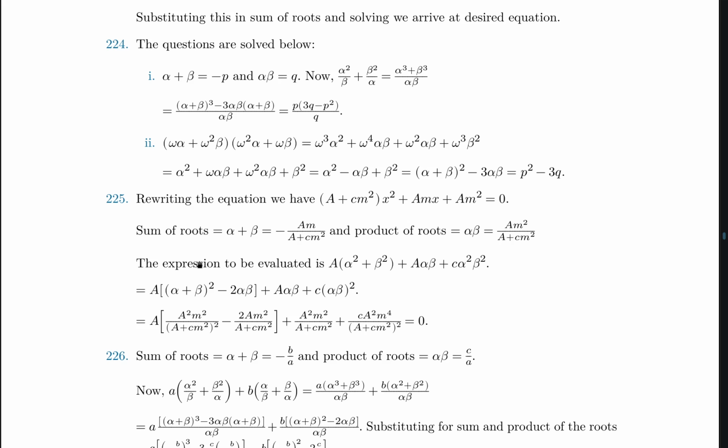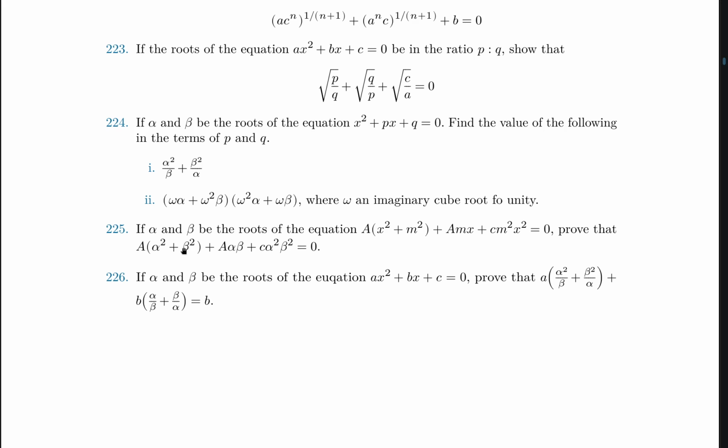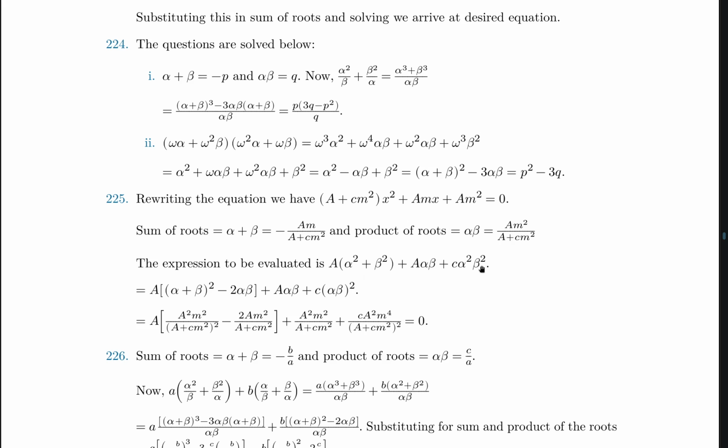Now the expression which we have to evaluate, we write here, and we write alpha square plus beta square as alpha plus beta whole square minus 2 alpha beta, and then this term contains alpha beta, this term contains alpha beta. We plug in the values of alpha plus beta and alpha beta and you evaluate, it will be 0.